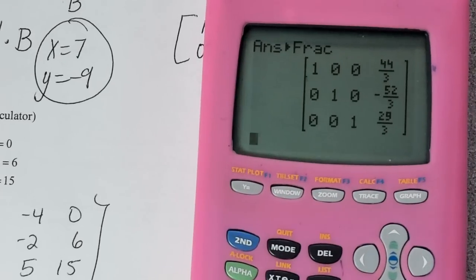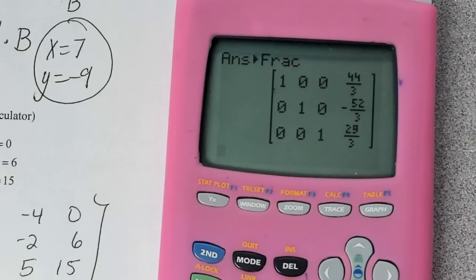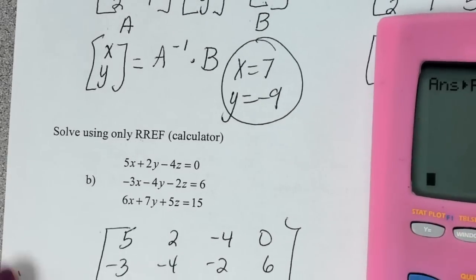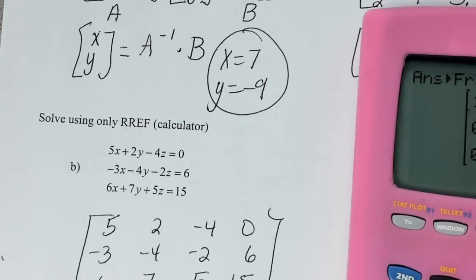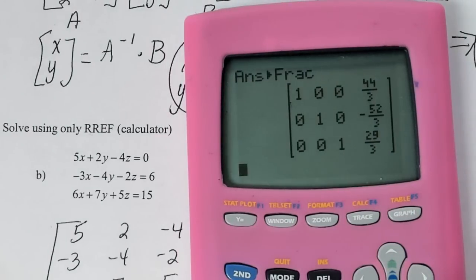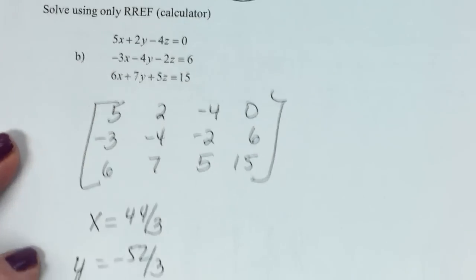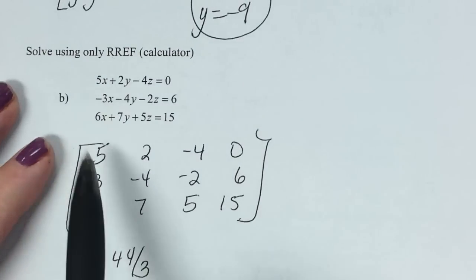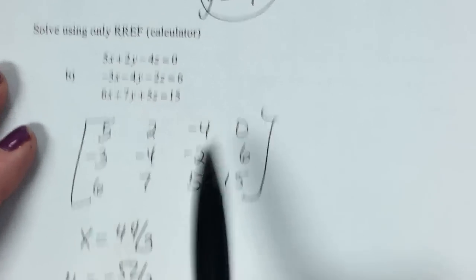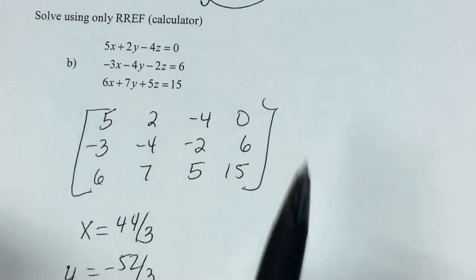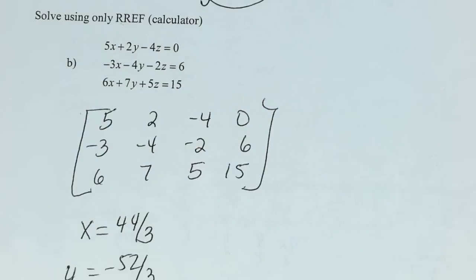So we should get these answers. So that's telling us then that x equals 44 thirds, y equals negative 52 thirds, and z equals 29 thirds, because those are the missing variables. Did you guys get that? So you can see how nice it is now to be able to do this on the calculator instead of trying to get it into that form on your own. That would be very challenging to do.